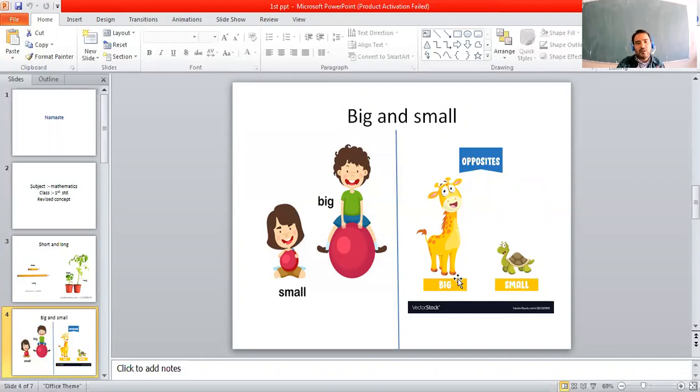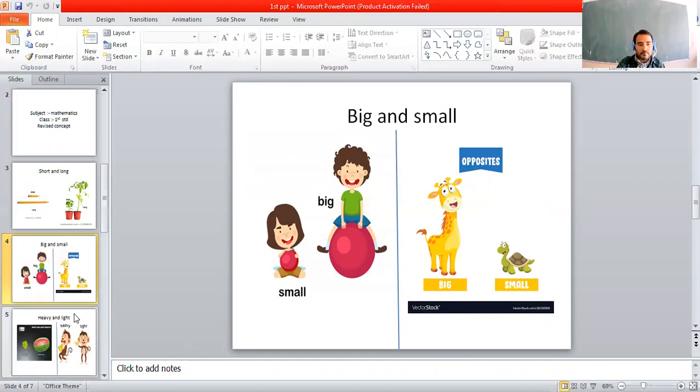Big and small are opposite words, you know that. Okay, it is a big giraffe. So we see that big giraffe and the small turtle. Look at that, it is a small turtle. So we can compare: it is big, it is small. So now go for another picture. So understand big and small.